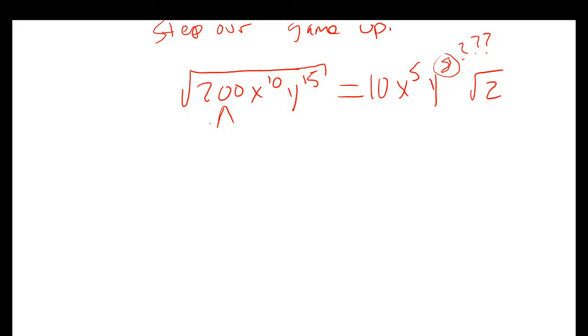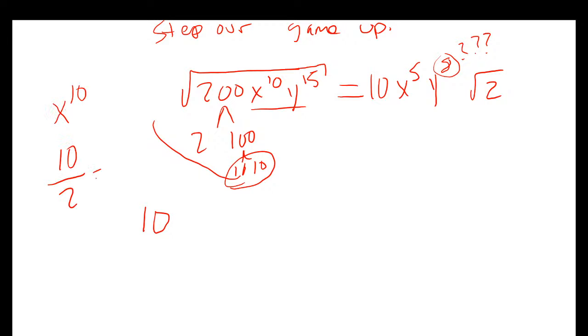Let's take a look. 200 is 2 times 100. 100 is 10 times 10. So we're going to get 10. Now, how do I deal with the exponents? Here's the easy way to do it. You take the x to the 10th. You deal with the exponent. Take 10 divided by 2, you get 5. The remainder is 0. So that's going to be 10x to the 5th.